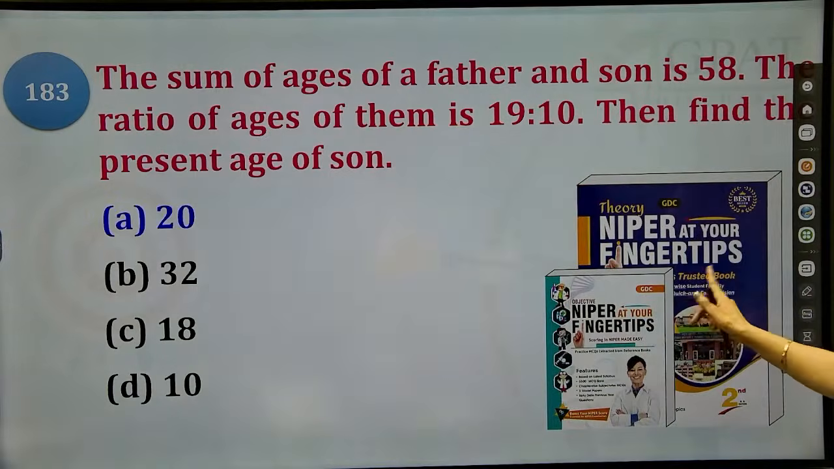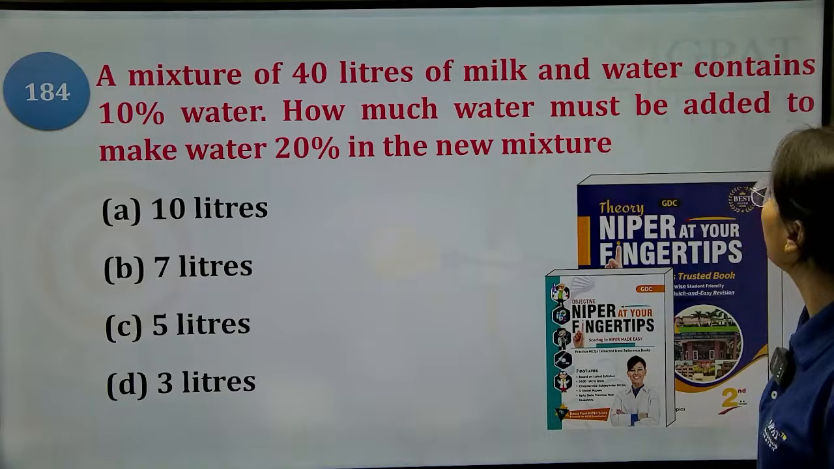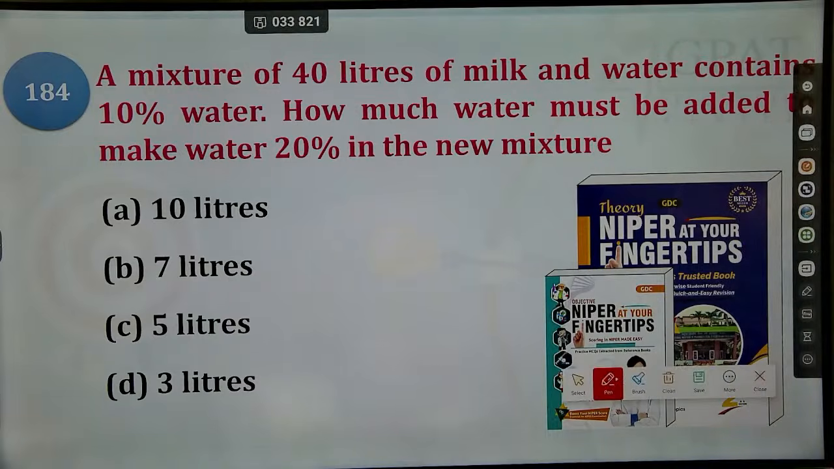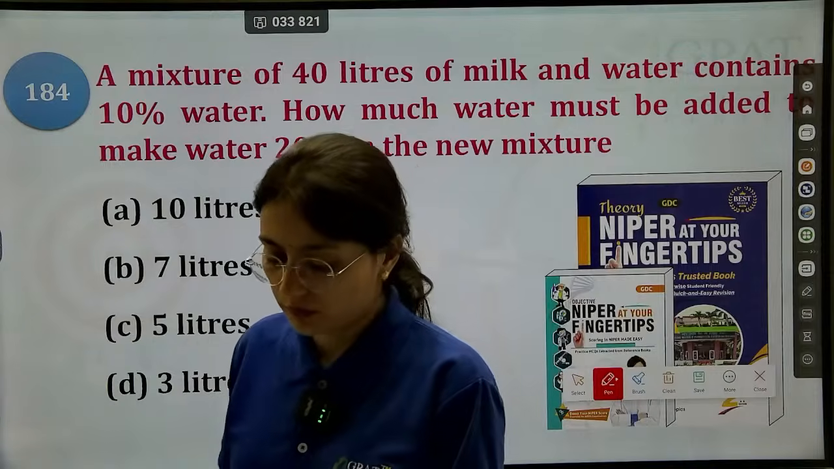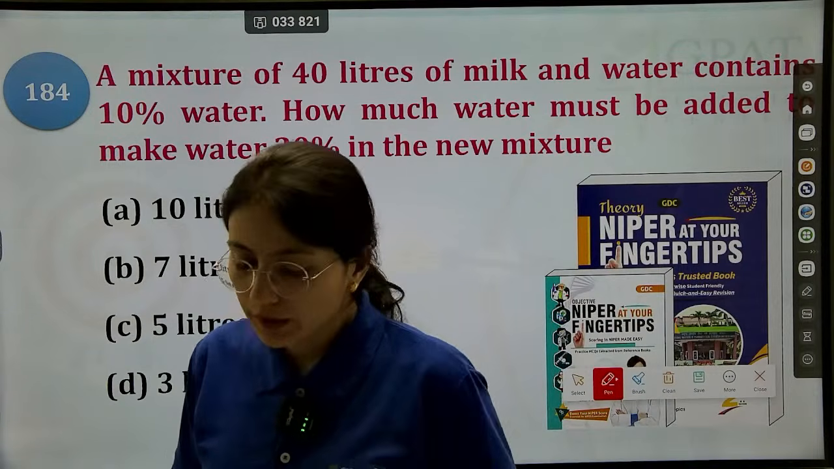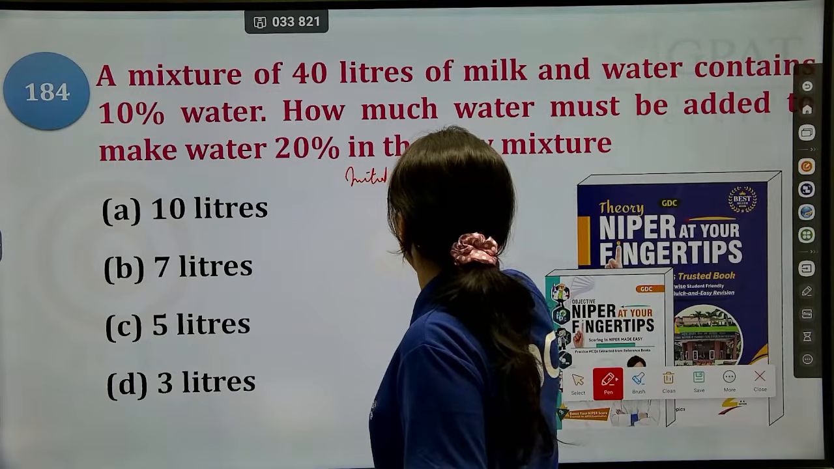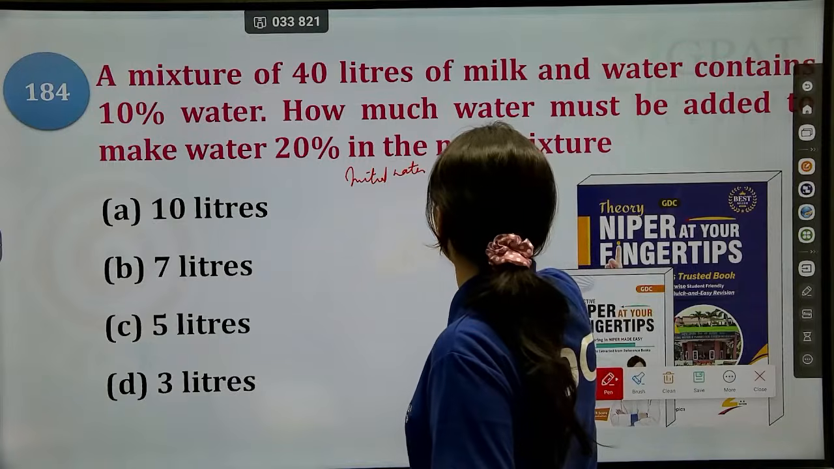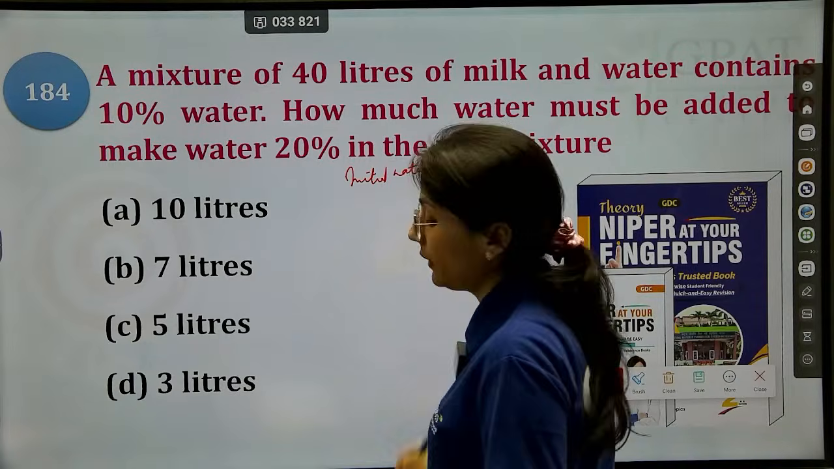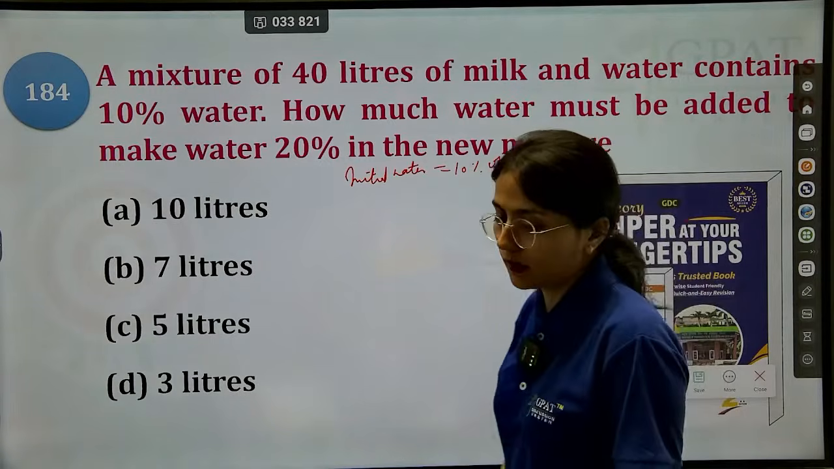Now move to the next question, question number 184. A 40 liter mixture of milk and water contains 10% water. How much water must be added to make the water 20% in the new mixture? Let the initial water be 10% of 40, so we get 4 liters.